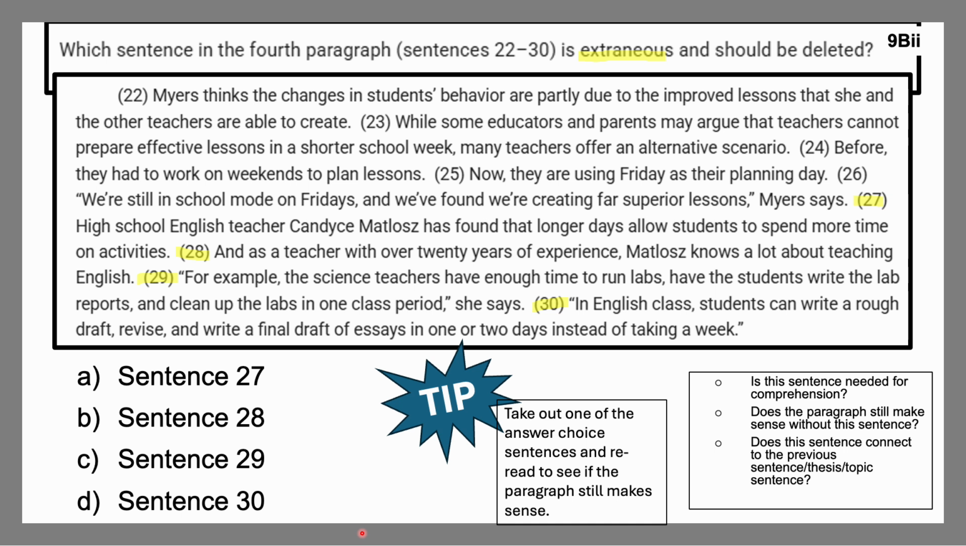High school English teacher Candice Matzloss has found that longer days allow students to spend more time on activities. And as a teacher with over 20 years of experience, Matzloss knows a lot about teaching English. For example, science teachers have enough time to run labs, have the students write the lab reports, and clean up the labs in one class period, she says. In English class, students can write a rough draft, revise, and write a final draft of essays in 1 or 2 days instead of taking a week.